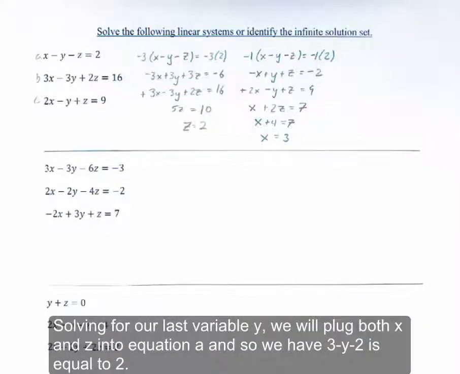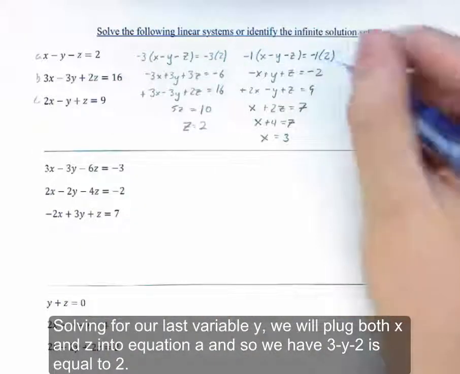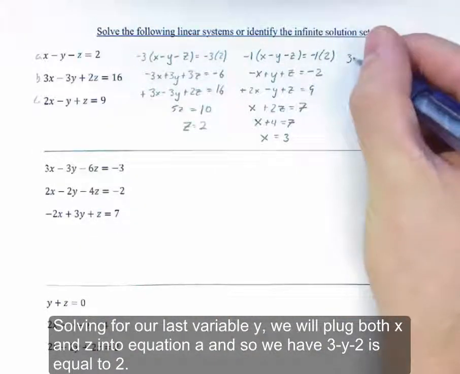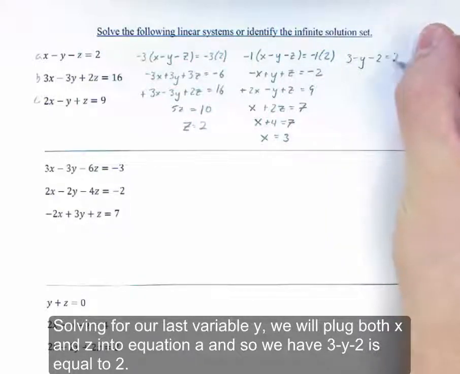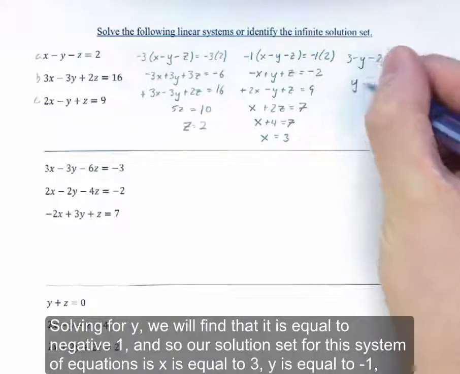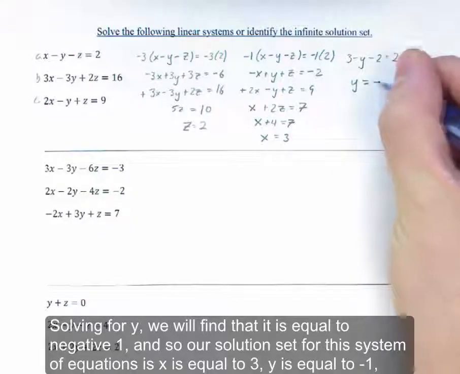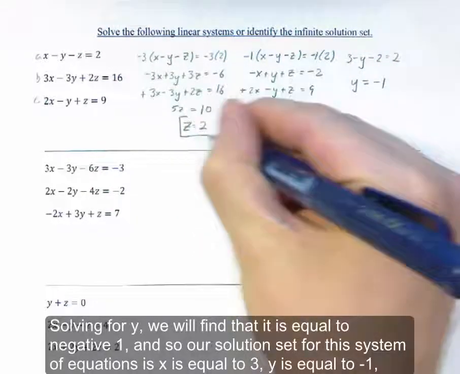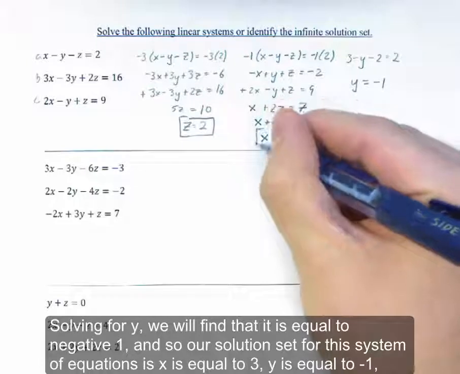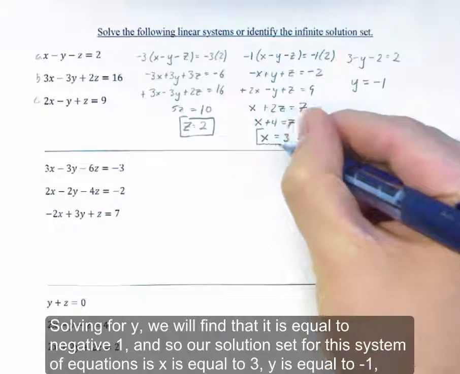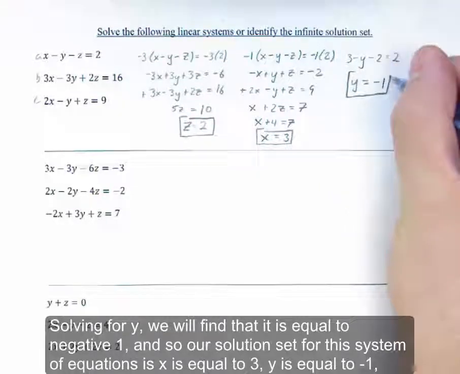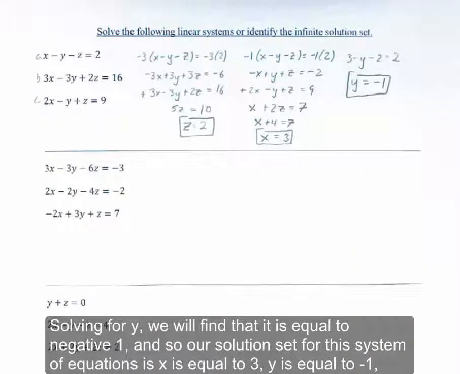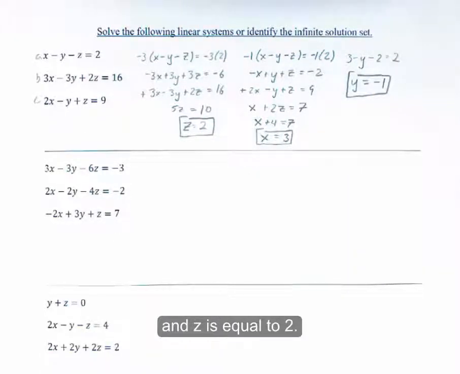Solving for our last variable y, we will plug both x and z into equation A, and so we have 3 minus y minus 2 is equal to 2. Solving for y, we will find that it is equal to negative 1. And so our solution set for this system of equations is x is equal to 3, y is equal to negative 1, and z is equal to 2.